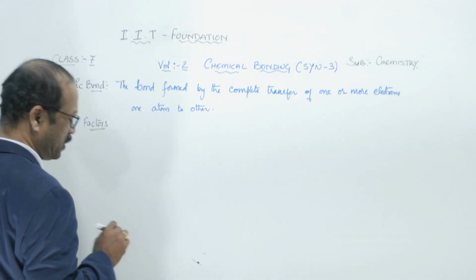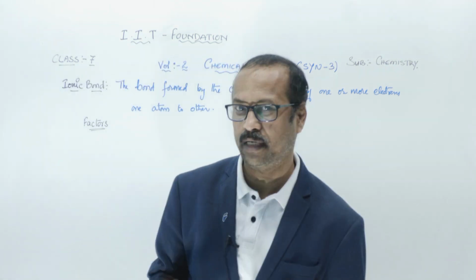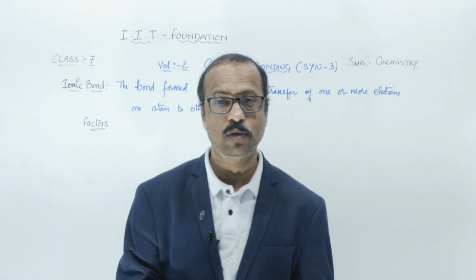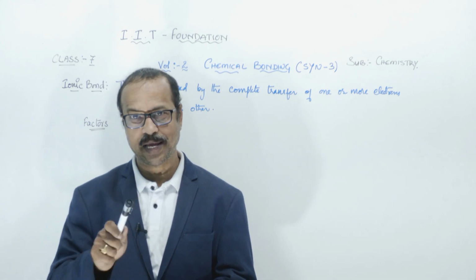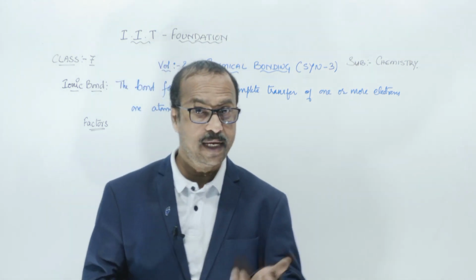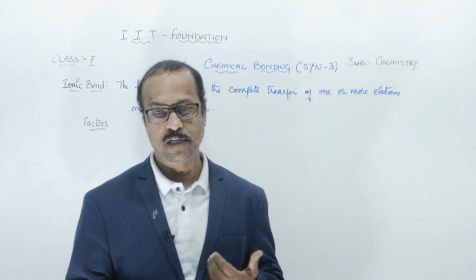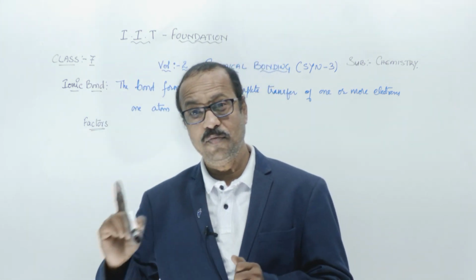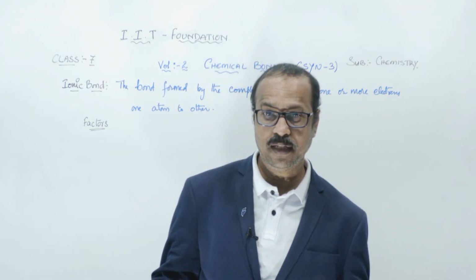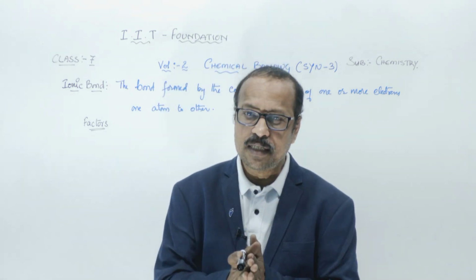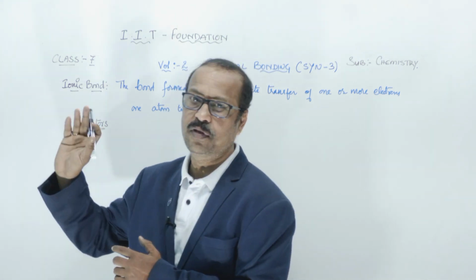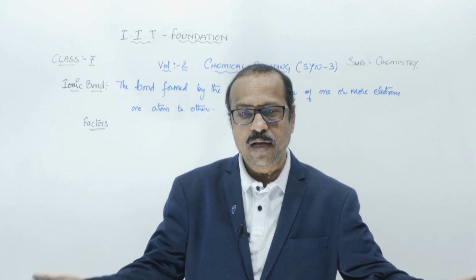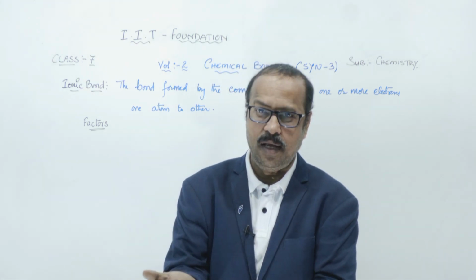So students, here, factors affecting the ionic bond. What are the factors that affect the ionic bond? Here in the ionic bond, one atom is losing the electron. So when it loses an electron, it becomes positively charged, that's called a cation. And the second atom is gaining the electron, so it becomes negatively charged, meaning an anion. So factors affecting the ionic bond are nothing but factors affecting the formation of cation and factors affecting the formation of anion. Those are the factors for the formation of the ionic bond.